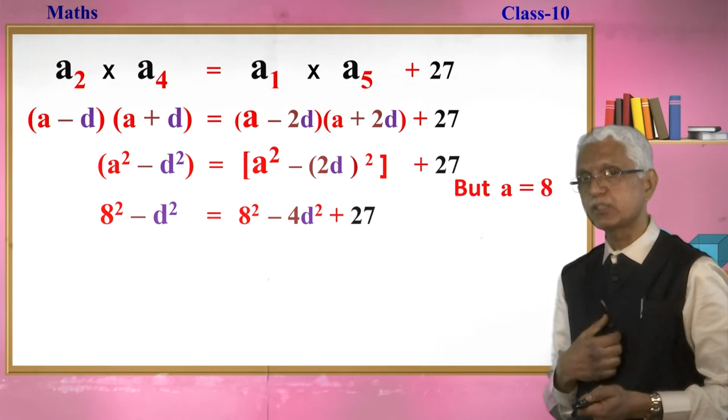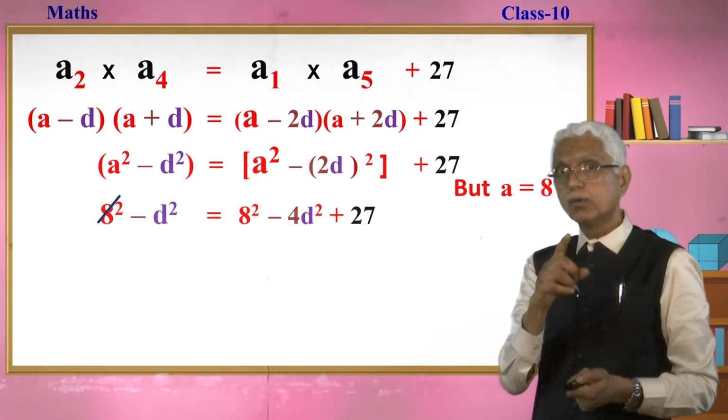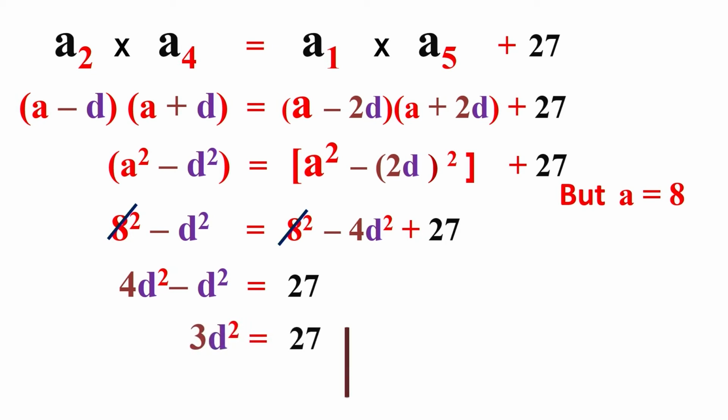Where did I get that 4d square? 2d whole square becomes 4d square, plus 27. Now, 8 square on the left hand side and 8 square on the right hand side get cancelled. Bring minus 4d square to the left hand side, it becomes plus 4d square. Minus d square is already there on the left hand side. So, 4d square minus d square is equal to 27, correct? That is good. And it is 3d square is equal to 27. And it is d square is equal to 27 divided by 3, 3 9s are 27, d square is 9, correct. So, d is square root of 9, which is plus or minus 3.